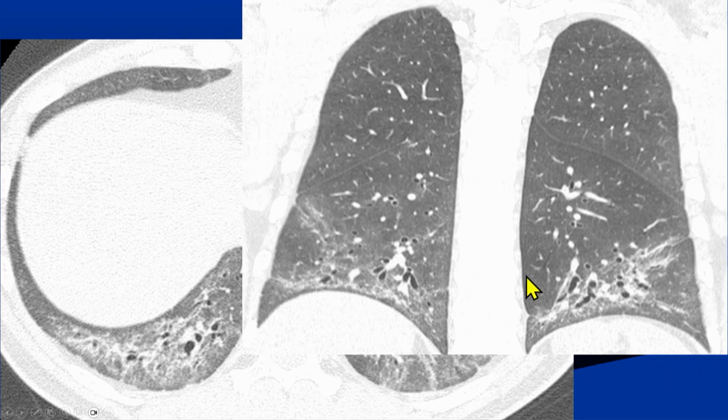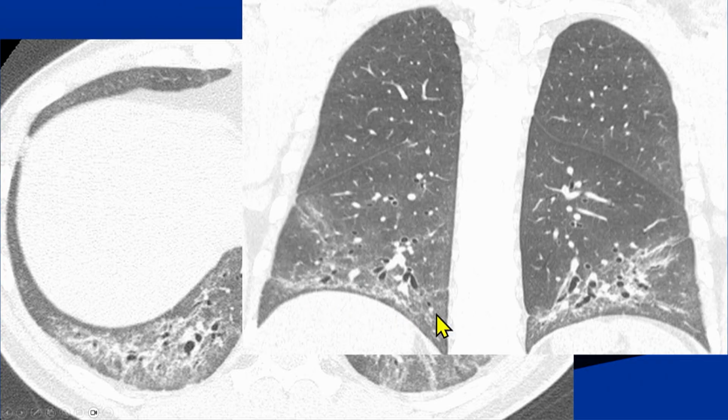NSIP is almost always basilar predominant. You know, I'm going to take a step back. It's always basilar predominant. I've seen one case of NSIP that's not basilar predominant, and that was a weird case, a patient with sort of familial pulmonary fibrosis. So I think you can hang your hat on that statement. NSIP is always basilar predominant. UIP is usually basilar predominant, but can have a variable zonal distribution. So NSIP is always basilar predominant.